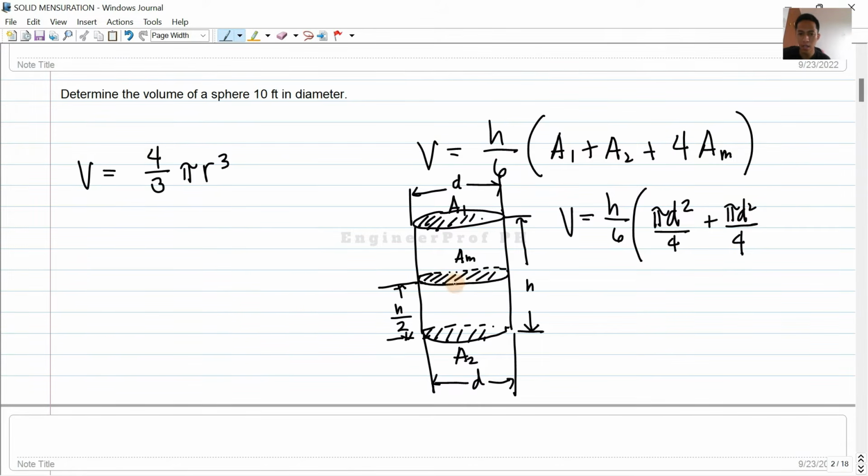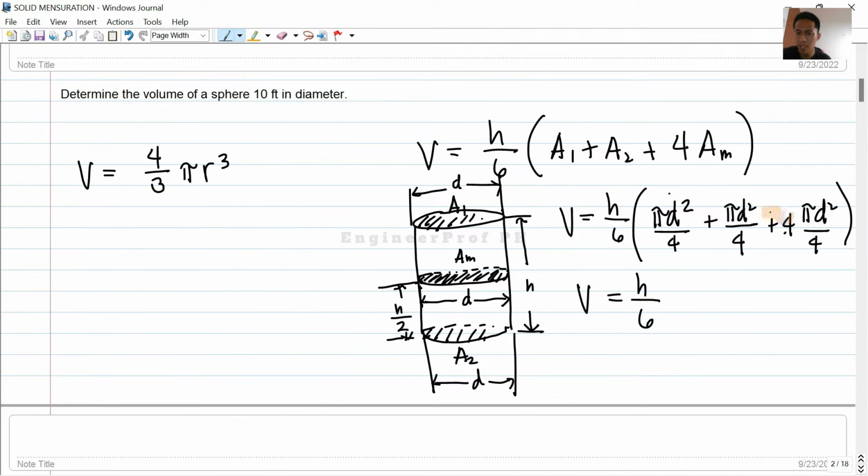And we have here the area at midsection. The diameter there is d. The diameter is the same along the shape of the figure. So therefore, our A sub m is also pi d squared over 4. So this is 4 times A sub m, the area at midsection, that's still times pi d squared over 4. So pi d squared plus pi d squared plus 4 pi d squared.